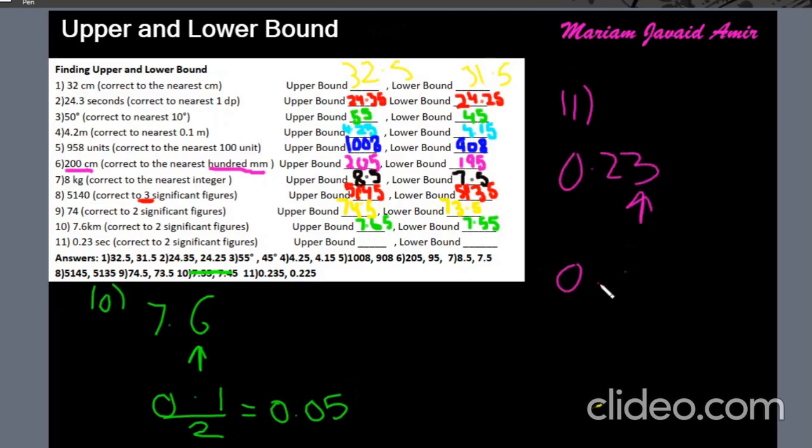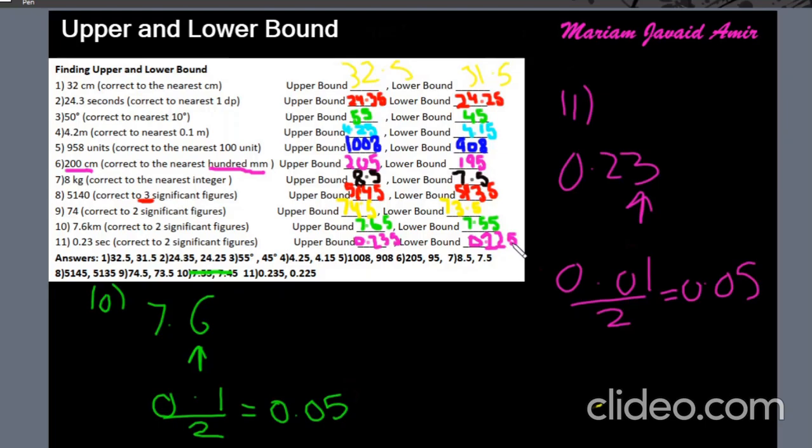Now the second significant figure is 3, which is at the 100th place, which is 0.01. Divided by 2, we get 0.05. Add this to 0.23, so we get 0.235, and subtract it from 0.23, we get 0.225. So this is how we find upper bound and lower bound of numbers correct to the nearest whatever.